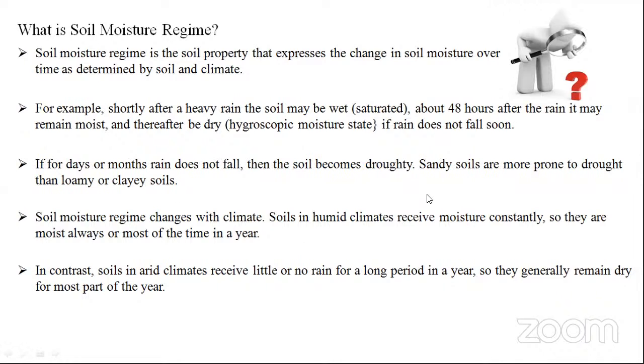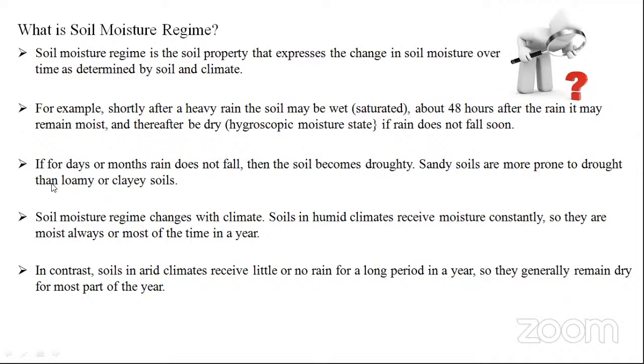Especially, students, sandy soils are more prone to drought. Sandy soils have a very poor structure and cannot hold water properly. That's why you can see drought conditions in sandy soils when compared with loamy and clay soils. Loamy and clay soils hold moisture very well when compared with sandy soils.